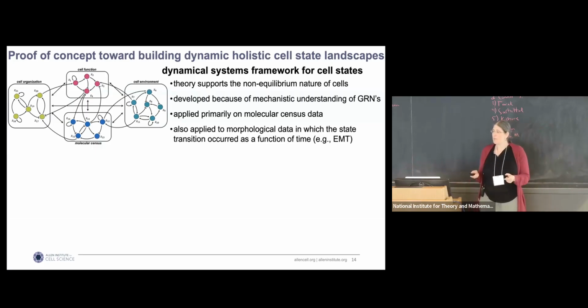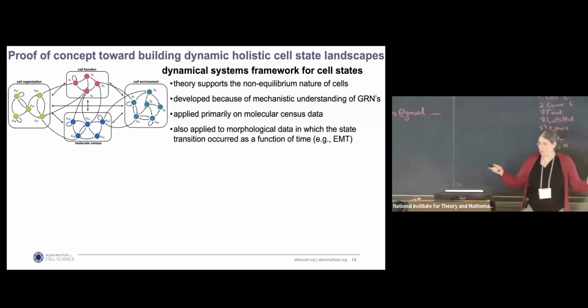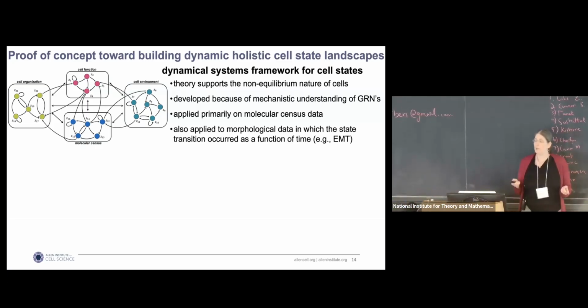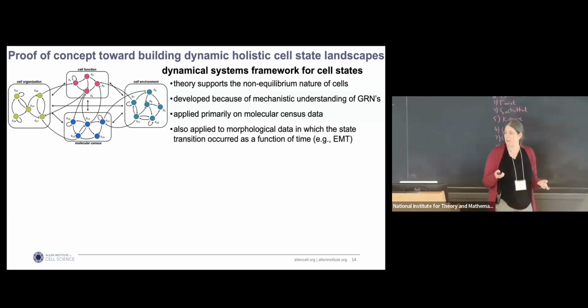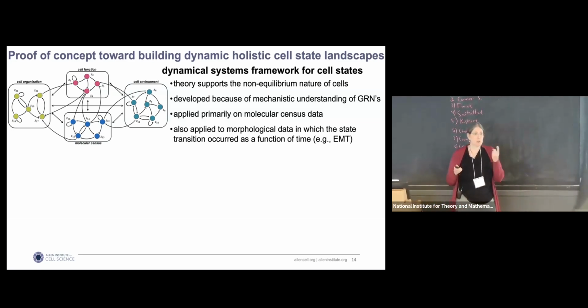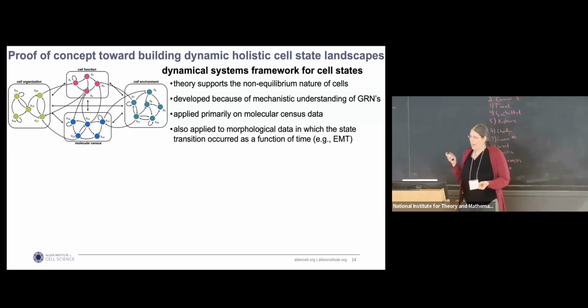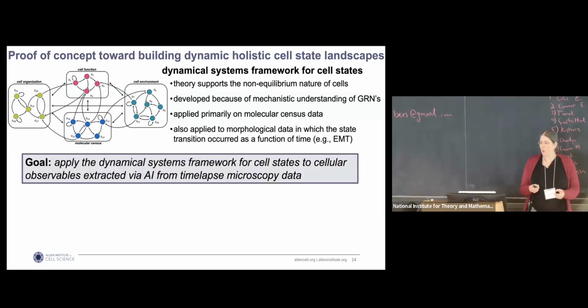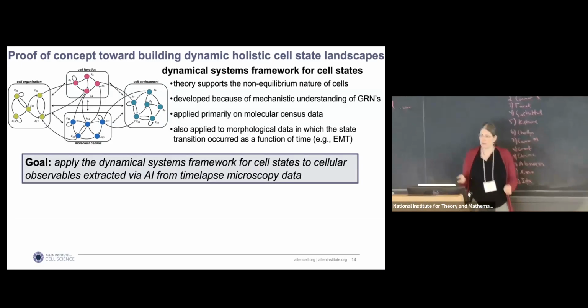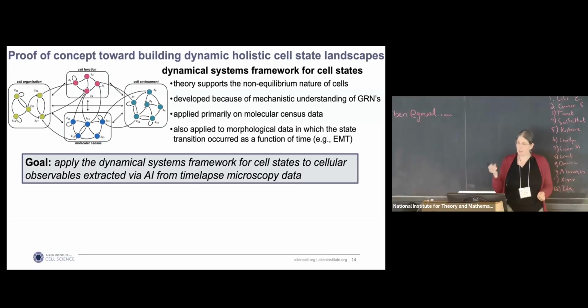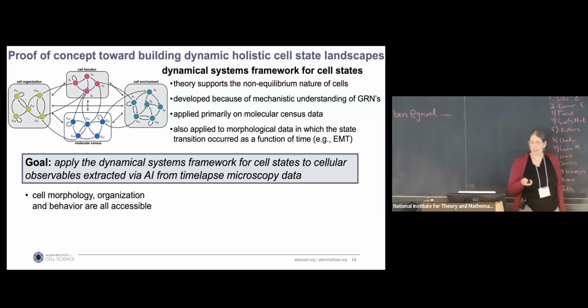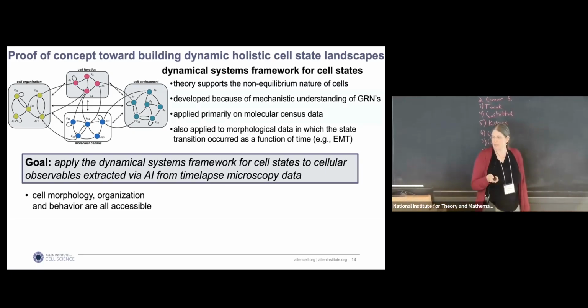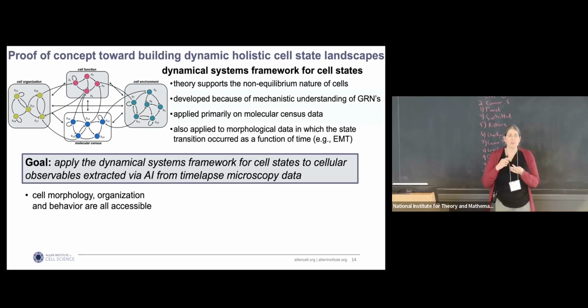Our proof of concept that I'm going to move into now is towards building a dynamical holistic cell state landscape using the dynamical systems framework that many of you are used to, because that theory supports the non-equilibrium nature of cells. It was developed because of mechanistic understanding of gene regulatory networks. It's been applied primarily to molecular census data, but has also been applied to morphological data, for example, in EMT, as Zhenhua and Eva Palush have done, and others. And in this next section, we want to apply this framework for cell states to cellular observables extracted via AI from time-lapse microscopy data. This is a particular data modality we're choosing because it gives us access to measurables of cell morphology, organization, and behavior, so that these are all accessible.